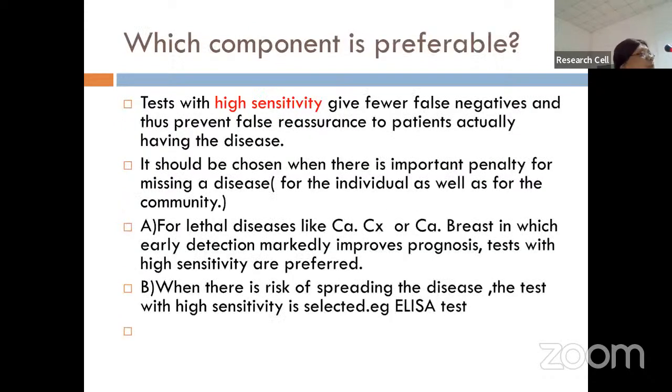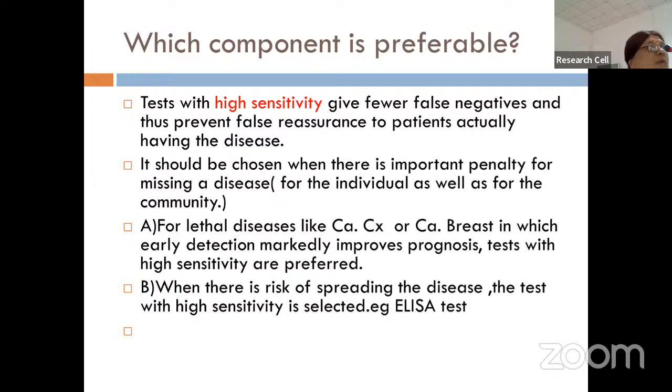Now, which component is preferable? Whether to select a test with high sensitivity or high specificity? What do you mean by high sensitivity? High sensitivity means they give a smaller number of false negative tests. It means the majority of the diseased persons we can diagnose with the help of a highly sensitive test. So it should be selected when there is an important penalty of missing a disease. If you cannot find a disease, it may have very grave consequences. In such a situation, you should select a highly sensitive test.